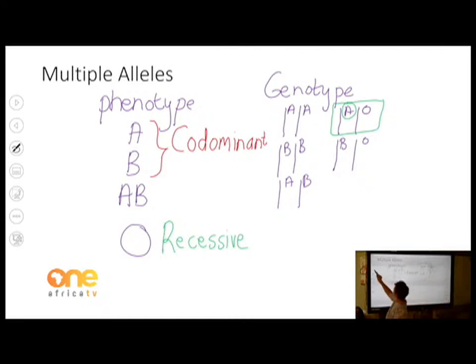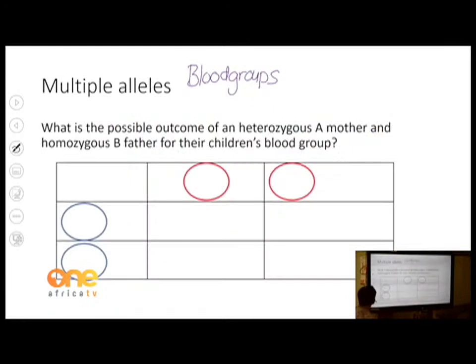Let's go then back to our problem. What is the possible outcome of a heterozygous mother? And she's A, so she will look like this, heterozygous. I must remember A, she will be blood group A because O is recessive. And a homozygous B father. Homozygous B father.